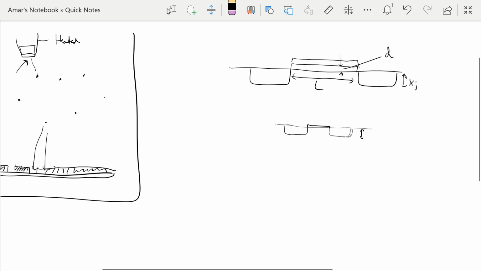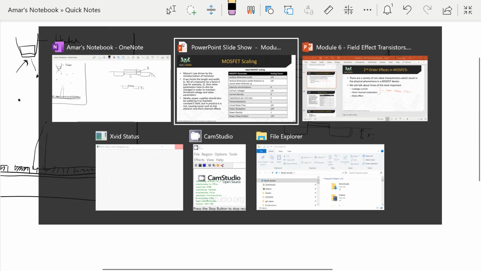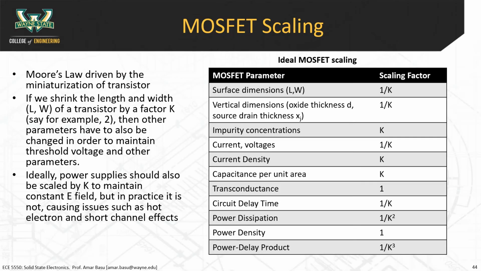So what they're saying is if you decrease your L by a factor of K, you also have to decrease the D and the X sub J by the same factor. And one of the reasons for this is that you want to be able to maintain similar threshold voltages. Okay, and the path for those electrons to go through the device has to be scaled according to the length and the width.